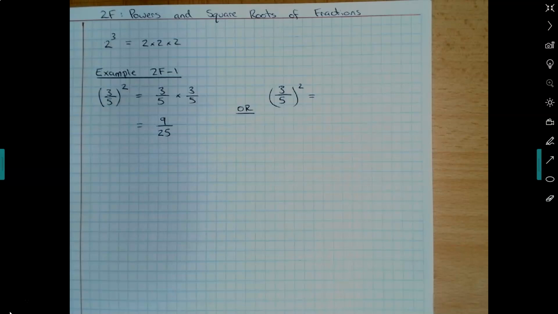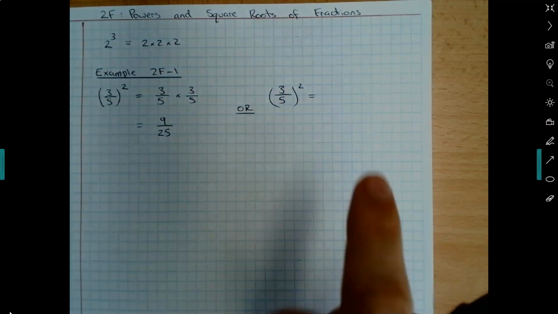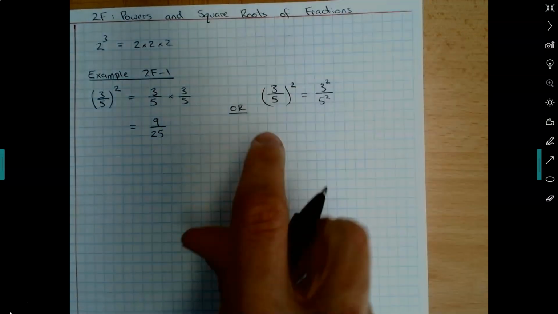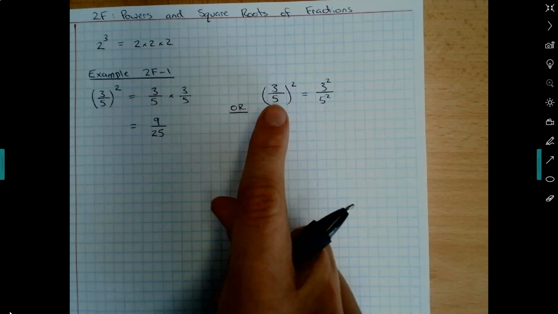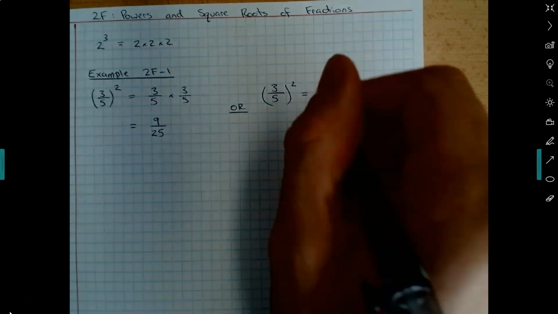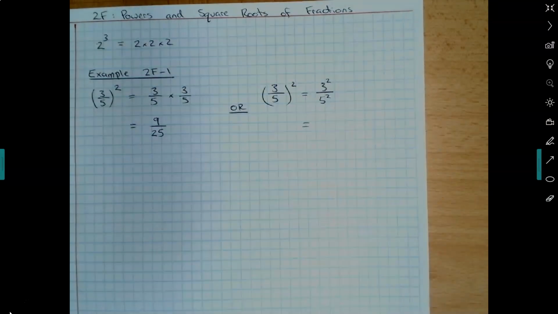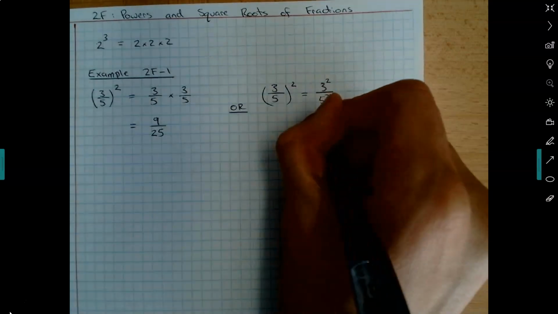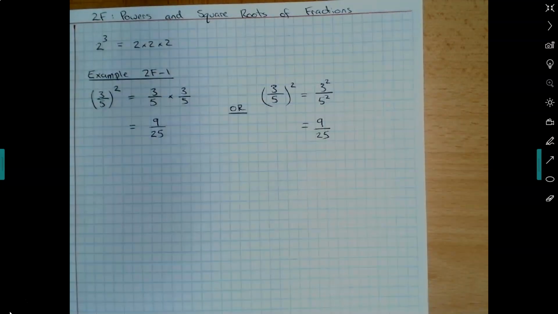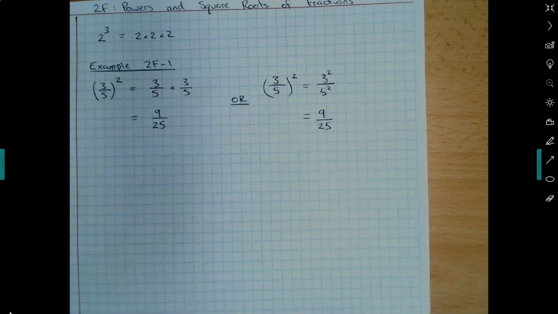Now the trick that we can use is that we can square both numbers. So I can write this fraction as 3 squared over 5 squared. Can you see how I've just gone top number squared over bottom number squared? 3 squared over 5 squared equals, now what's 3 squared? 9, over, what's 5 squared? 25. So see how we get the same answer? Either of those ways is reasonable to determine the square of a fraction.